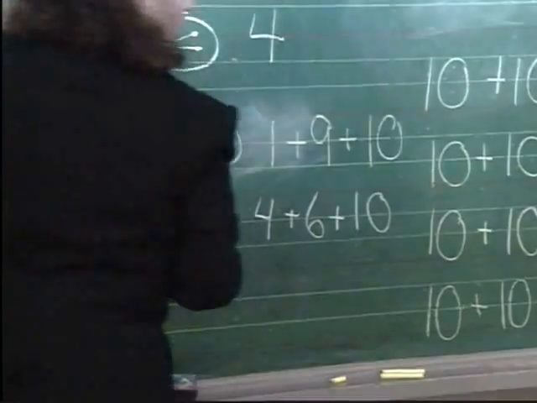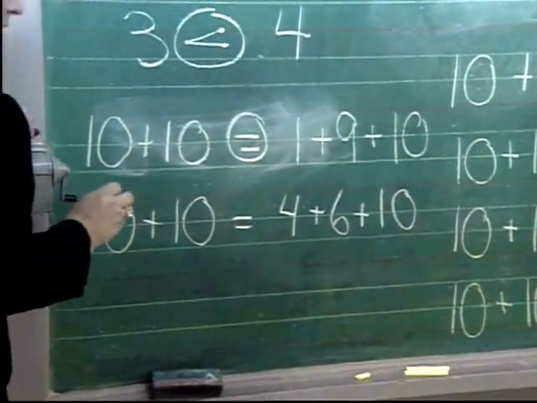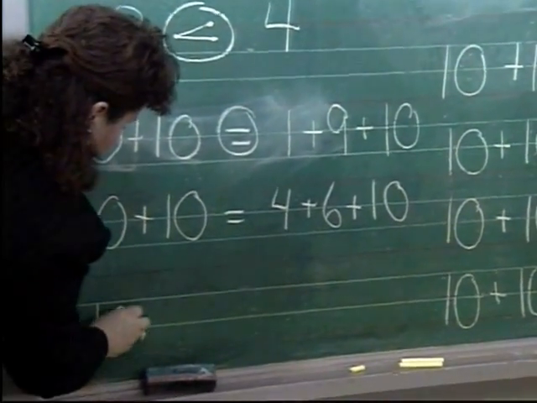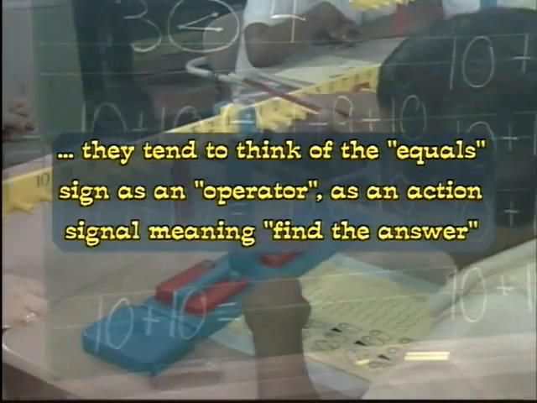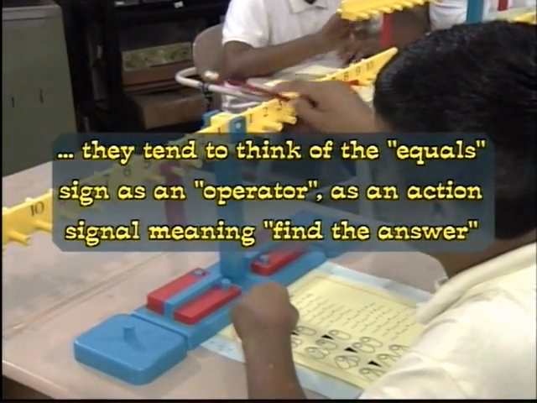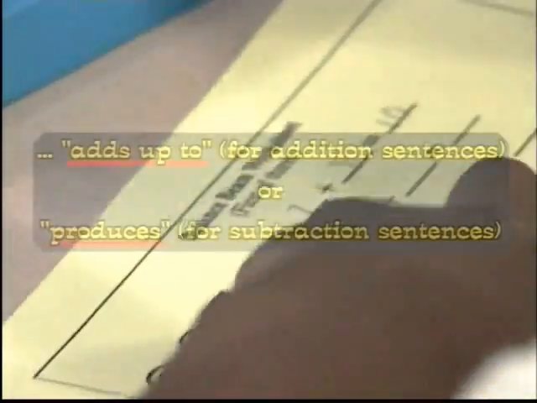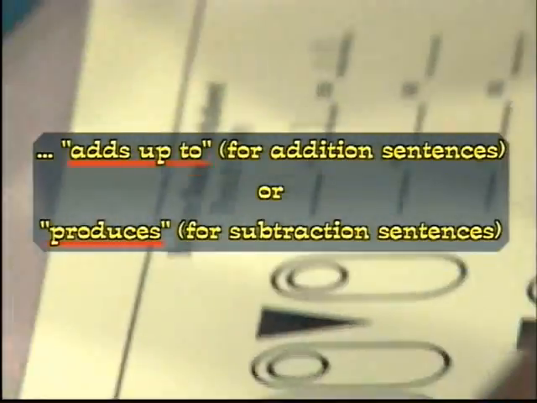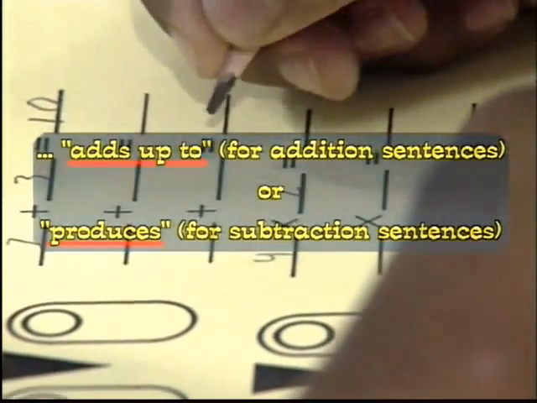Equality, equivalent relationships, and the meaning of the equal sign are sources of confusion for many students. In particular, they tend to think of the equal sign as an operator, as an action signal meaning find the answer, or as representing actions like adds up to for addition sentences or produces for subtraction sentences.